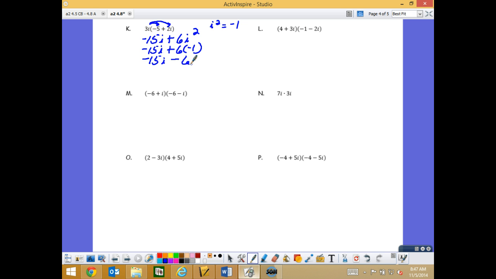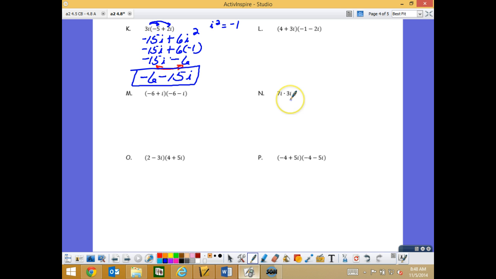And to write that in the true complex form, the a plus bi form, we are just going to change this position, but be careful when doing that and make sure the signs stay with the numbers. So for example, if we put the 6 first, we keep this negative with the 6, and we keep this negative with the 15i. So in this product, the real part is negative 6, the imaginary part is negative 15.